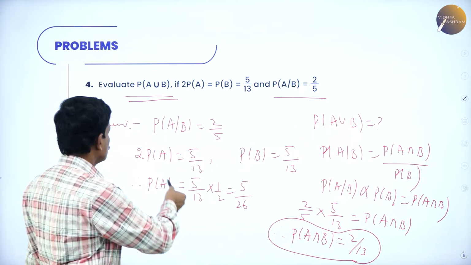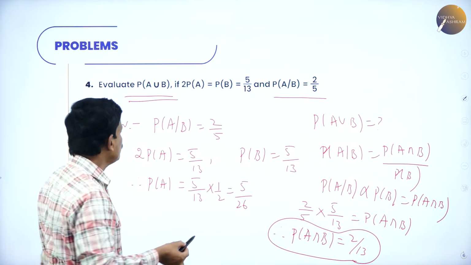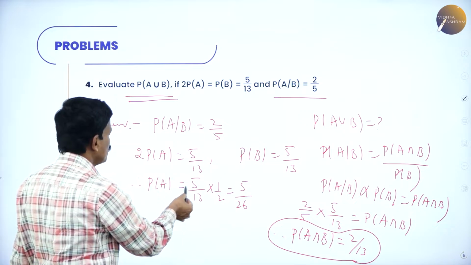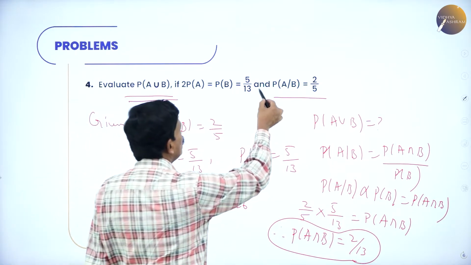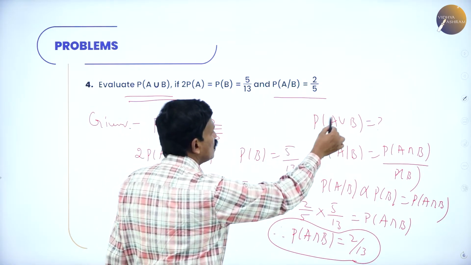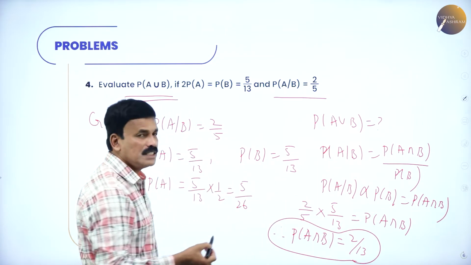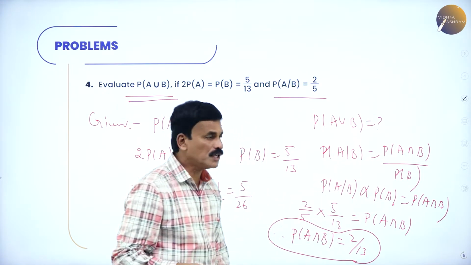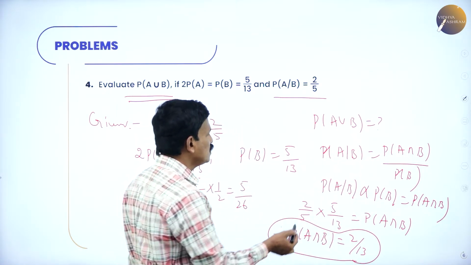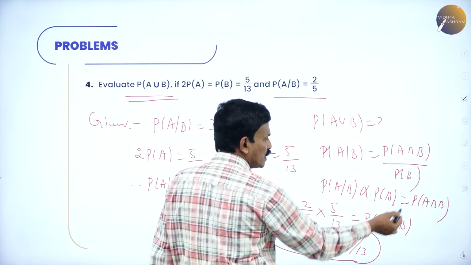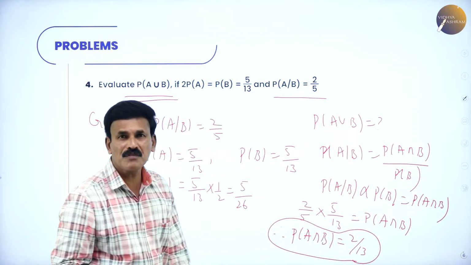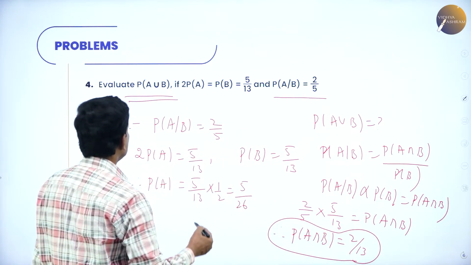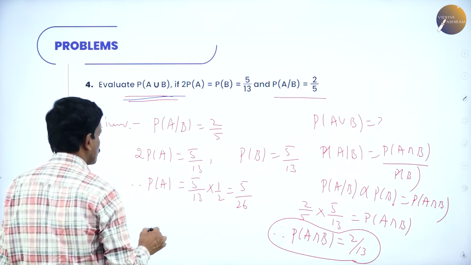Listen to me here. So probability of A given B is 2 by 5. 2 times probability of A is 5 by 13. Therefore probability of A is 5 by 26 and probability of B is 5 by 13. Now first find out the probability of A and B, that is the intersection. For that we know probability of A given B is P of A intersection B by P of B. So A given B into P of B is equal to A intersection B. Therefore probability of A and B is 2 by 5 into 5 by 13, which is 2 by 13.